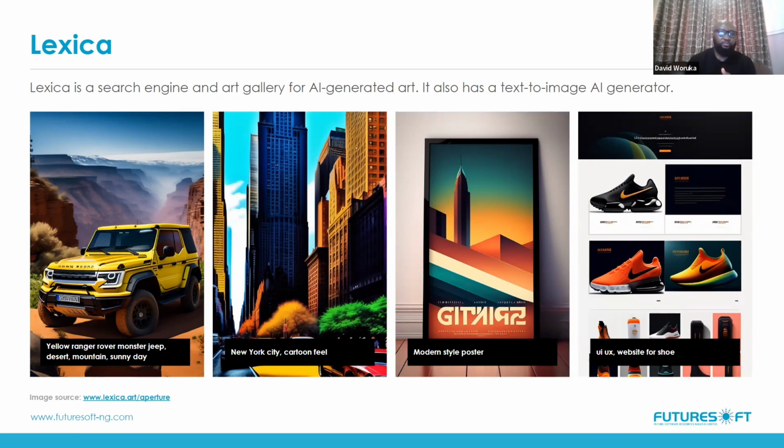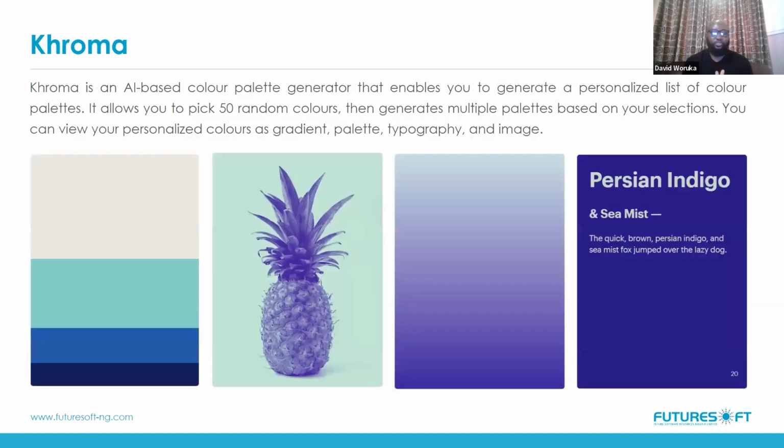So moving away from visuals that are so crazy, and coming to more technical aspects, we have Chroma. Chroma is basically an AI-based color palette generator. It enables you to generate a personalized list of color palettes. It allows you to pick 50 random colors, then generate multiple palettes based on your selection, which you can view the personalized colors as gradients, image, typography, or a color palette.